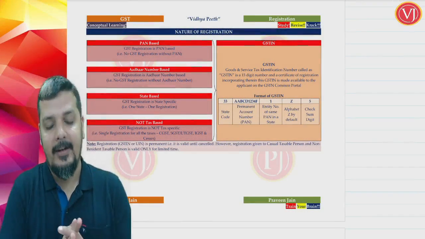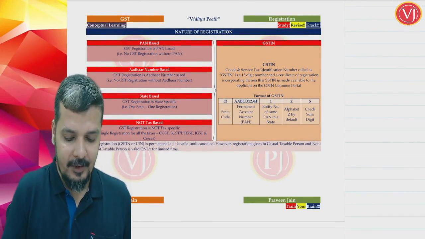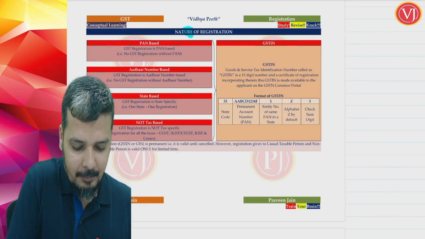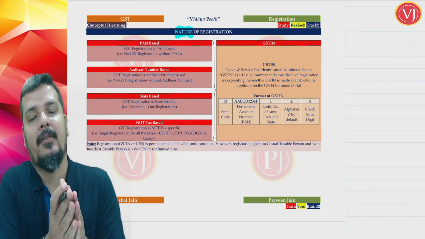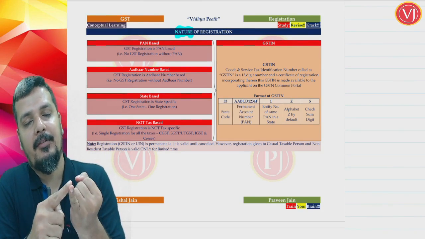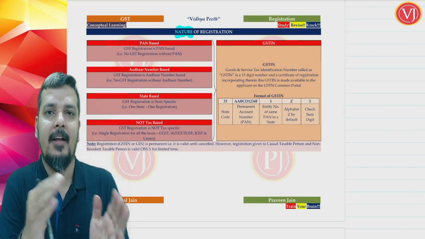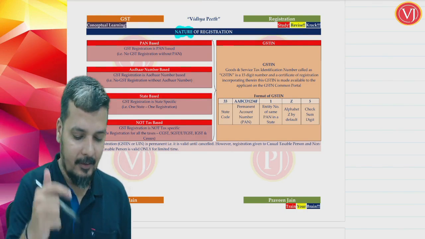Yes friends, now let us start with the basics of registration, where I will be talking about the nature of registration, before taking the three important parts of registration: application for registration, amendment and cancellation. So this would give you a very fair idea of all the other three parts.